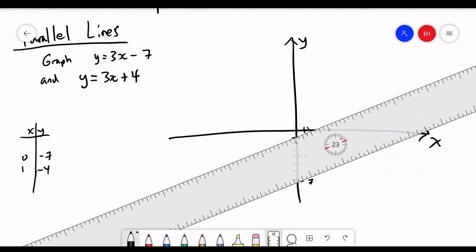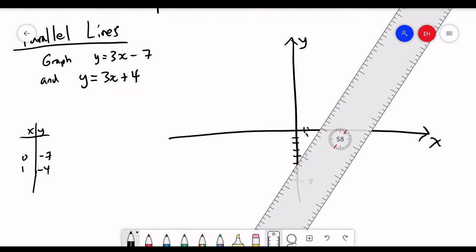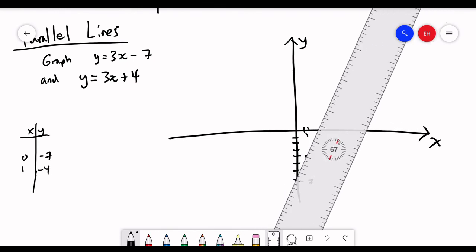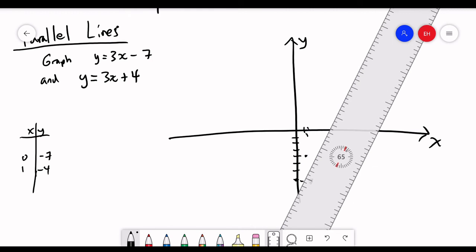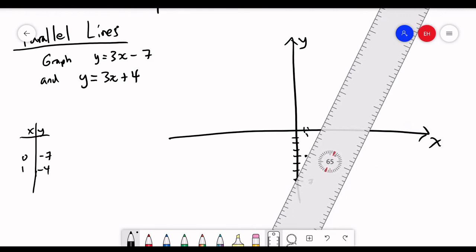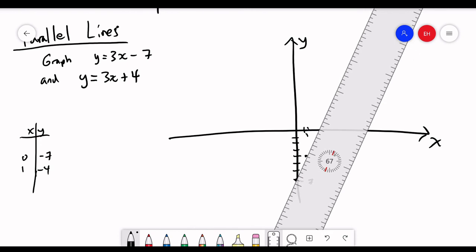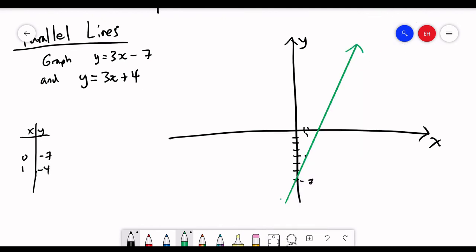Let's see. I'm going to do this line in my fancy green color. If I can get this ruler to line up here. You wouldn't believe how hard a touchscreen ruler is to use. It's harder than it looks. Don't make fun of me. Okay, so there we go. I've got the green line there, and why don't I just put this table in green as well, just to emphasize that that's what I used to graph this green line.